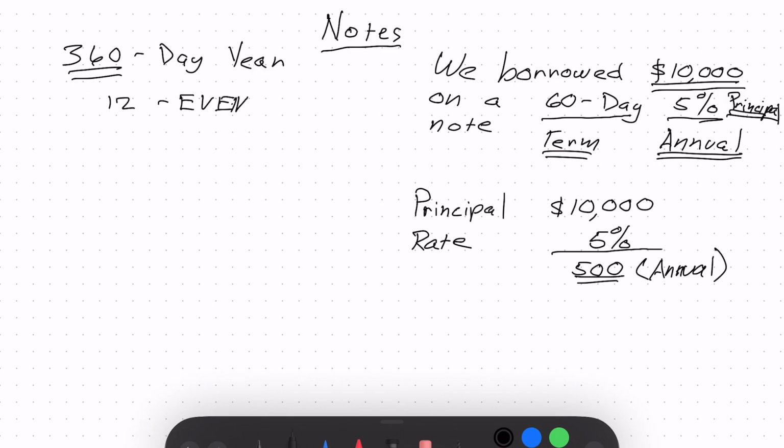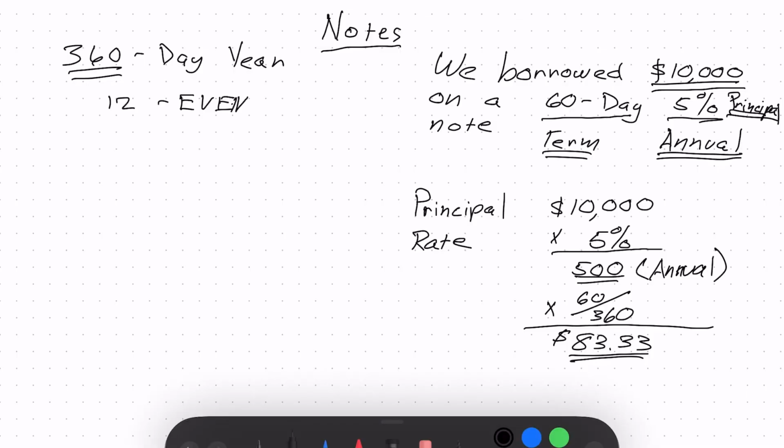Now that we found out the interest for the year, we're going to find out what it would be for our period. So to figure out our period, we're going to take that $500 and multiply it by 60 over 360. We end up with $83.33. Now granted, this goes on forever, but we only work in pennies, so we're going to stop there at the 3 cents. Now we know what the interest amount is.